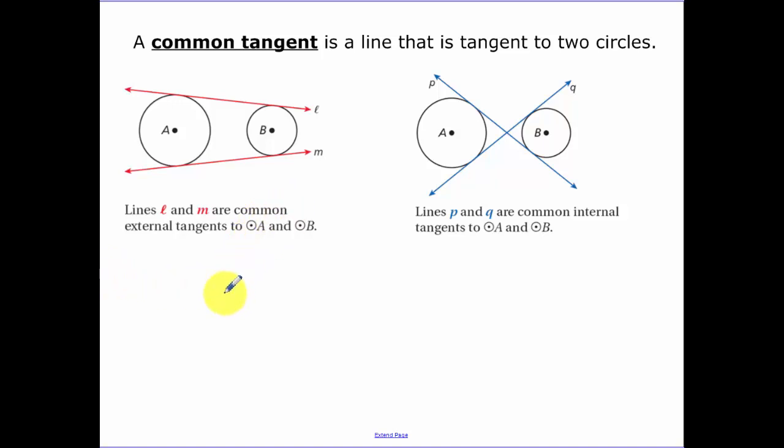Circles A and B on the left have a common external tangent, which means that L and M are both externally tangent, that when they cross through, they wouldn't cross through the line that passes through the centers of the two circles. Versus P and Q are common internal tangents. When I draw a line through AB, those lines, P and Q, are going to intersect that line that joins the two centers of our two circles.